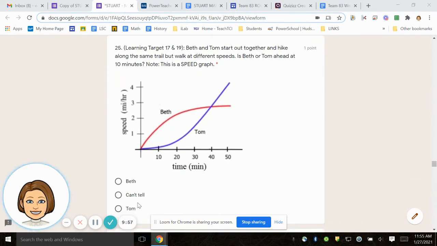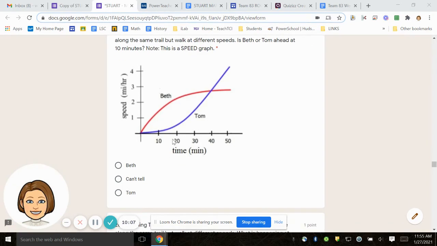Number 25, Beth and Tom start out together and hike along the same trail but walk at different speeds. Is Beth or Tom ahead at 10 minutes? Note this is a speed graph. At 10 minutes, who's ahead? Beth, you can't tell, or Tom?